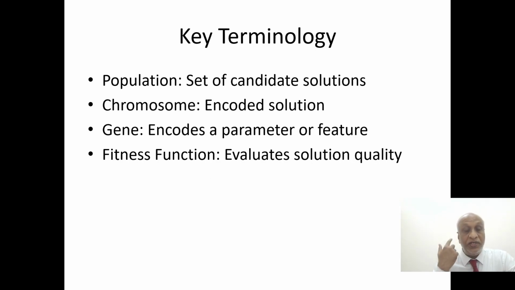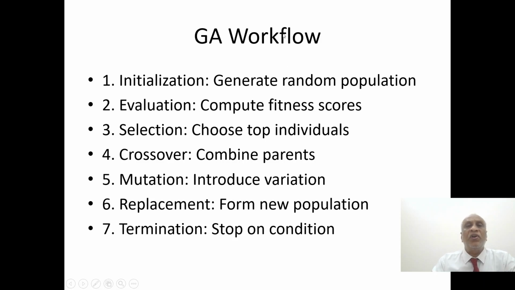The key terminologies in genetic algorithm are: population, which comprises a set of candidate solutions; chromosome, which comprises encoded solutions; gene, which encodes a parameter or a feature; and fitness function, which evaluates the solution quality. The workflow of a genetic algorithm is initialization, evaluation, selection, crossover, mutation, replacement, termination.